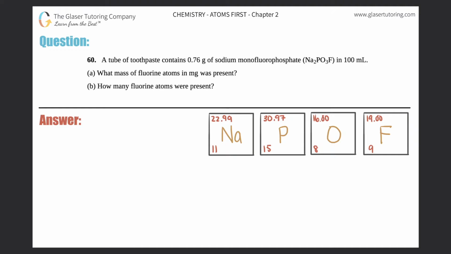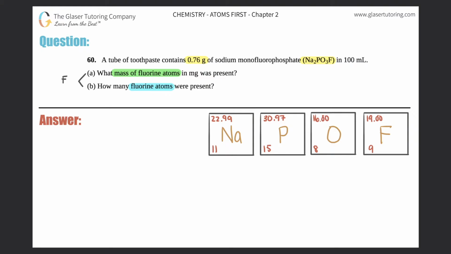Number 60. A tube of toothpaste contains 0.76 grams of sodium monofluorophosphate, which is Na2PO3F, in 100 mL. A. What mass of fluorine atoms in milligrams was present? And then in B, they just want how many fluorine atoms were present. But even still, no matter if we're solving for A or B, they're still looking for just the individual atom of fluorine, right? Which is F on the periodic table.